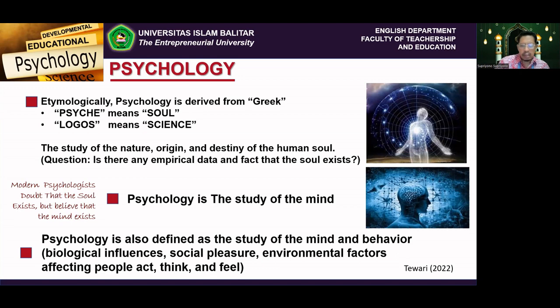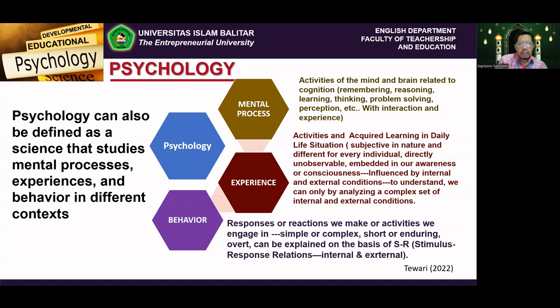It means that in this study, there are some elements, like biological influences, social pressure, and environmental factors, affecting how people act, think, and feel. Psychology can also be defined as the science that studies mental processes, experiences, and behavior in different contexts. So there are three main things that we focus on: first is mental process, secondly experience, and thirdly behavior.